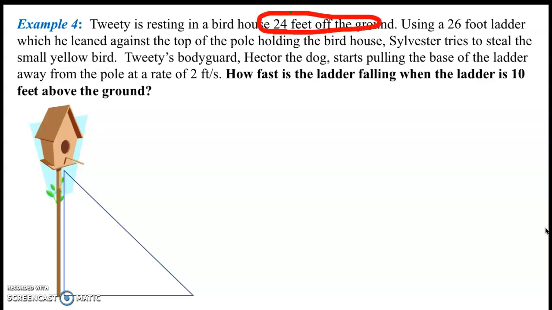I know that the birdhouse is 24 feet off the ground. So I know this distance from the ground to the birdhouse is 24 feet. Now that's not going to change, but as the dog pulls the ladder this way, the ladder is going to slide down this pole. So the length of this side of the triangle will change, even though the pole itself will always stay at 24 feet.